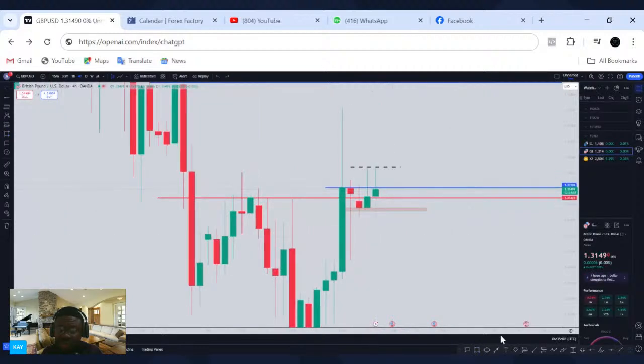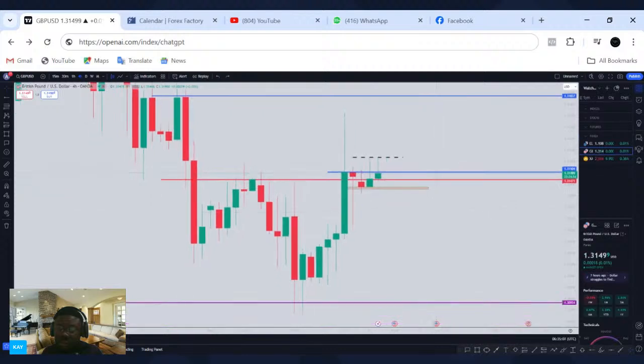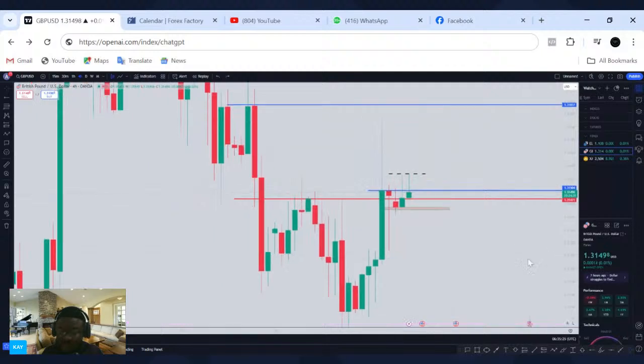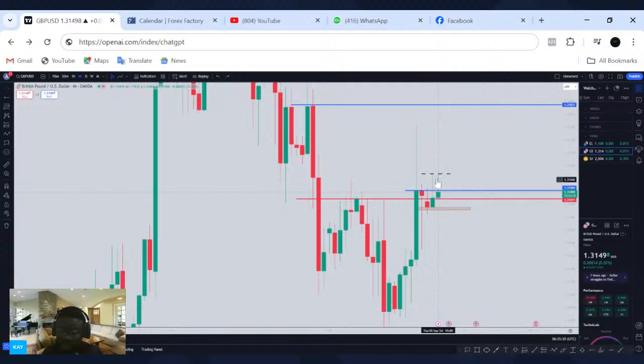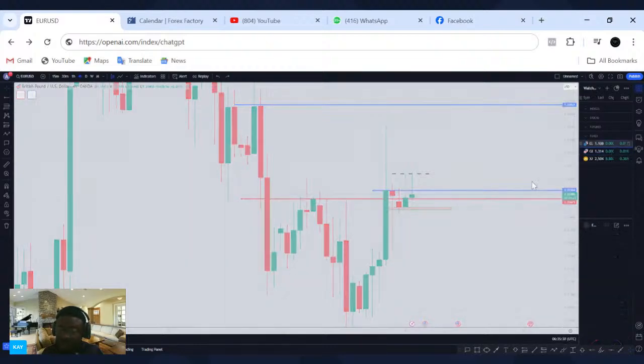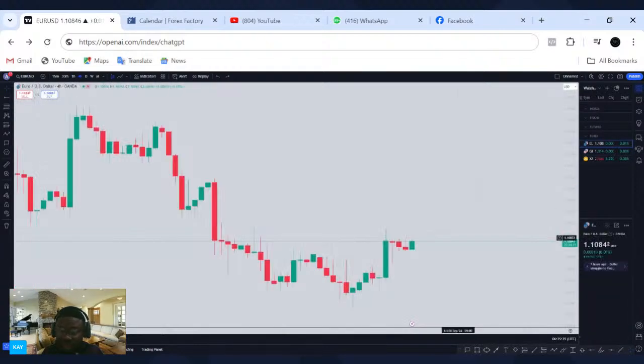What are you expecting? It has broken out, retested, and a support has been created. You're expecting what? A trend continuation. But even though it's going to move bar by bar, we need to be very patient to get the entry, because this thing has happened over and over again. There was nothing different.